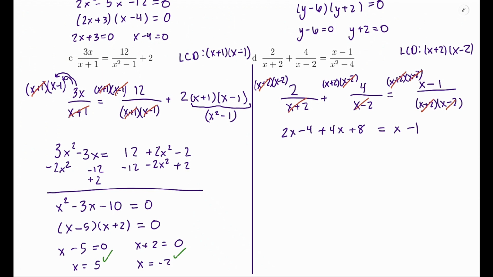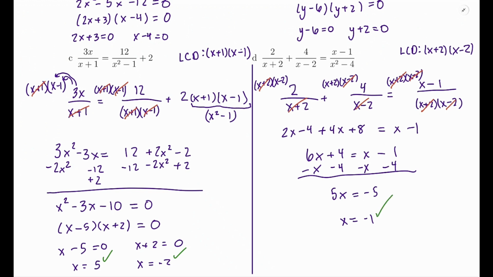Instead, I'm going to try to get my x's on one side, my constants on the other. So I'm going to, well, let's combine like terms first. So we get 6x plus 4 equals x minus 1. So subtract 4 from both sides and subtract x from both sides. Get 5x equal to negative 5. Divide by 5, divide by 5, we get x equal to negative 1. And again, if I plug that into the LCD, it does not make it equal to 0. So this is a correct solution.